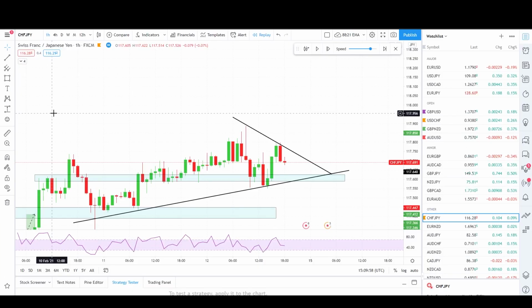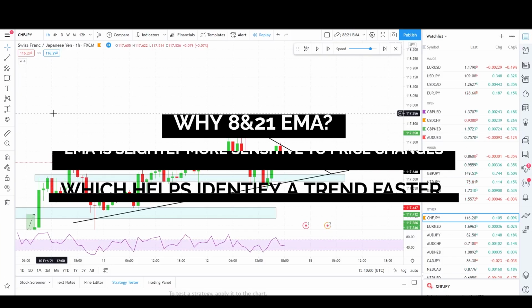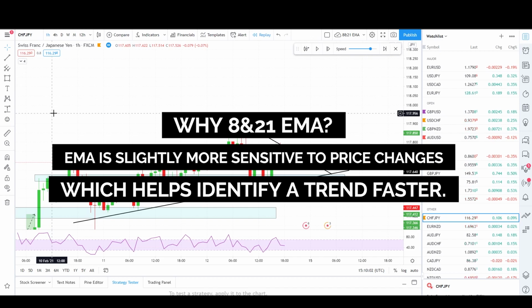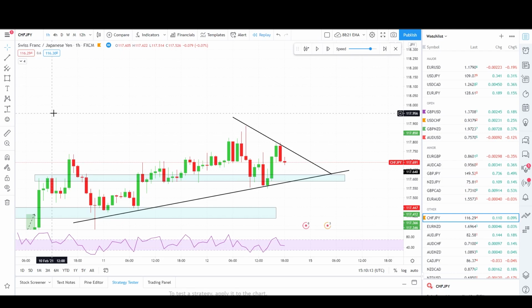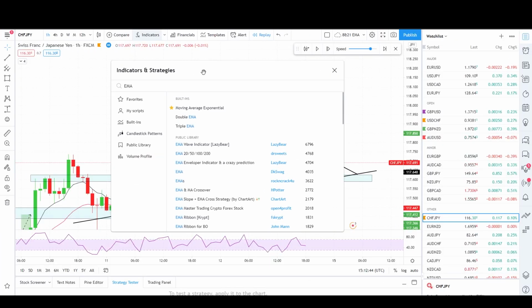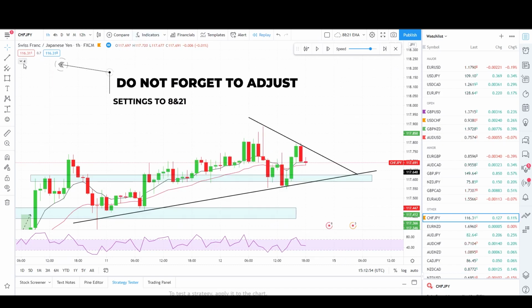So we are back on the TradingView platform, and for this strategy we will be using exponential moving averages of periods 8 and 21, and we will start off by analyzing on a 1-hour chart to see how the market moves, and the 5-minute chart will be our entry zone for a sell or buy trade. To have exponential moving averages on your chart, all you have to do is go to indicators, type EMA, double click, and once you have them on, don't forget to adjust the settings to 8 and 21 because that's required for this scalping strategy.